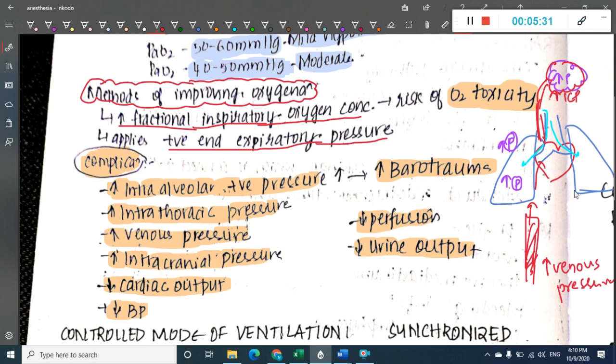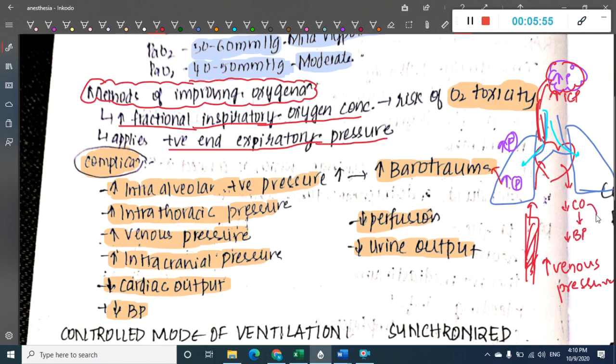Next, because there is less blood entering the heart, less blood leaves the heart. So there is decreased cardiac output. So whenever there is decreased cardiac output, what happens? Cardiac output determines BP, right? So because of that, there is decreased BP. Okay, then in the lungs there is increased pressure. This will obviously cause increased barotrauma, right?